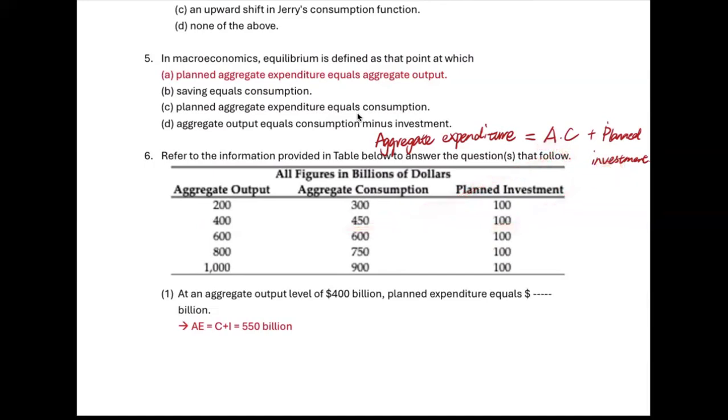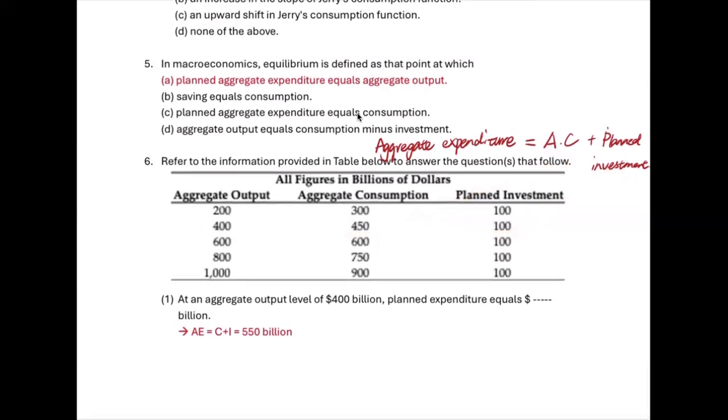So now you can see, based on the definition of the equilibrium point, is this at equilibrium when output is 400? It is not, right? Because here the aggregate expenditure is 550, but the aggregate output is 400. When these two are equal, then we get the equilibrium.